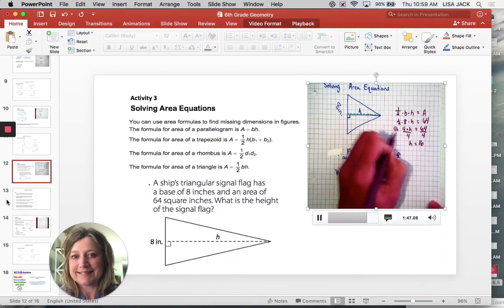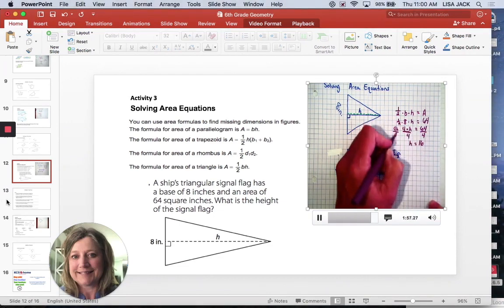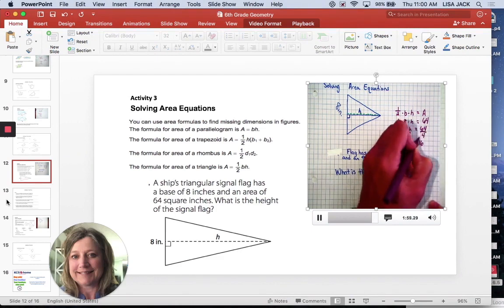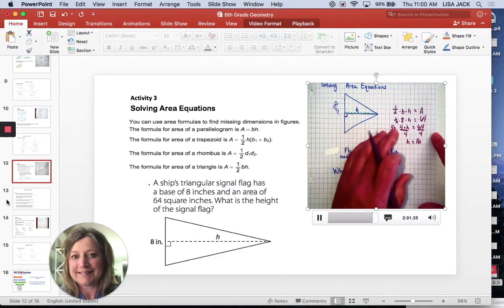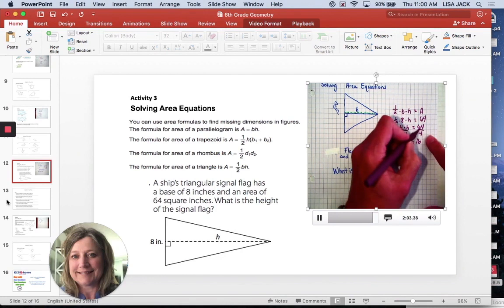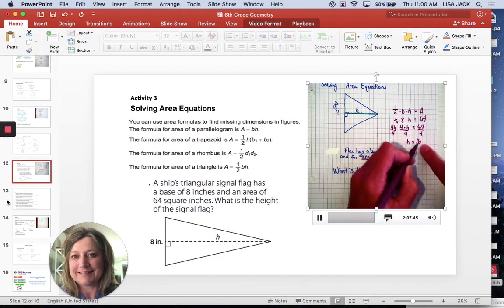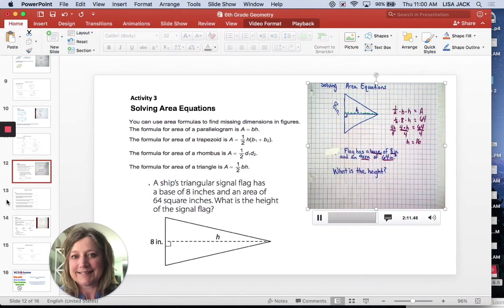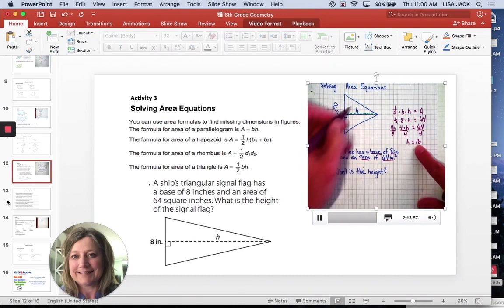Now we want to get this variable by itself, so we're going to divide by 4. Whatever you do over here to get h by itself, you have to do to the other side so that we keep our equation balanced. When you divide 64 by 4, you get 16, and h is going to equal 16. So the height of this triangle is 16.